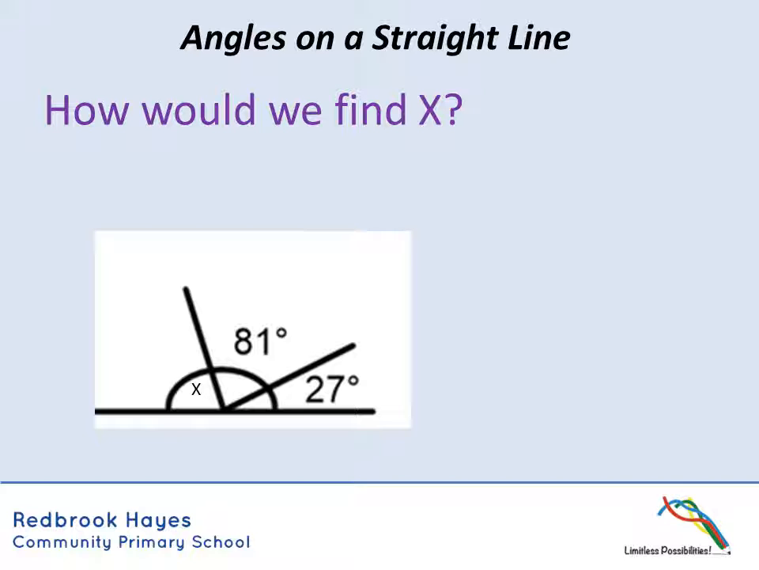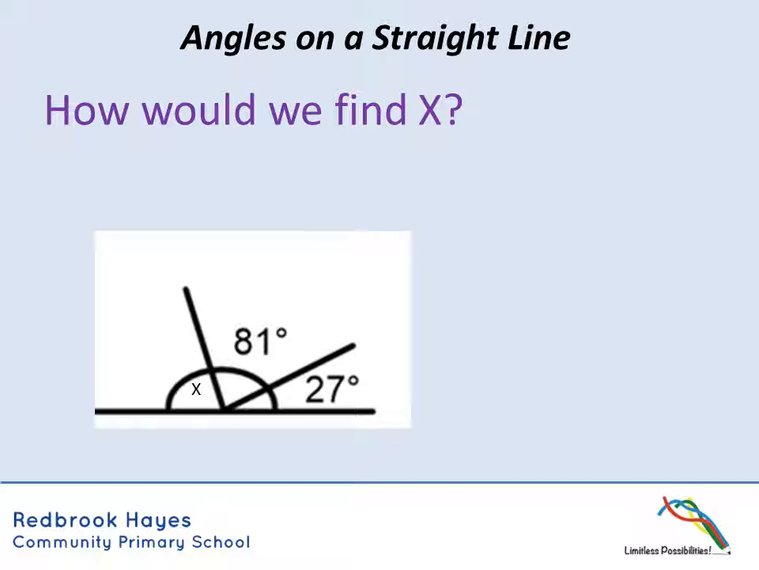So our known angles there are 81 and 27, and we don't know what the other part is of the straight line, which is x. So remember, our angles on a straight line add up to 180. So before I solve this, if you want to pause the video, see if you can work out what x would be from yesterday's lesson.